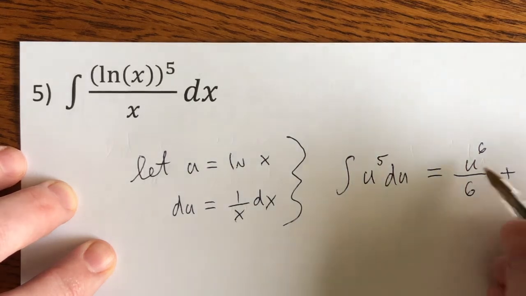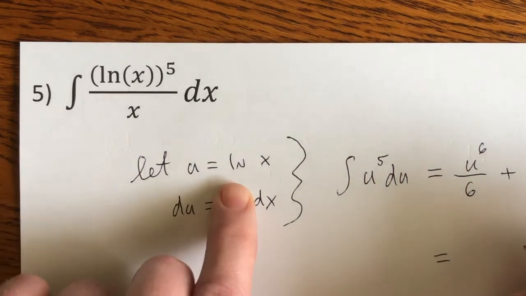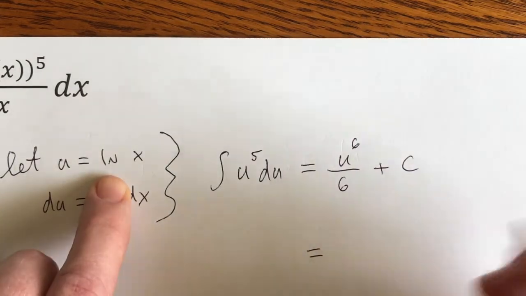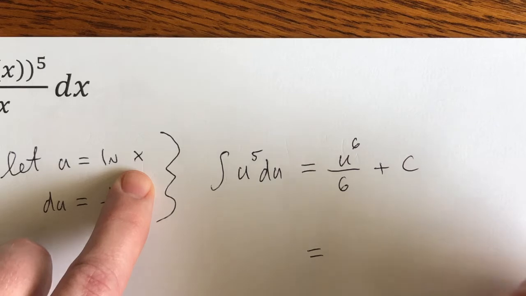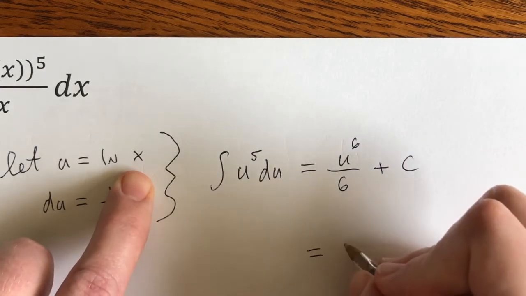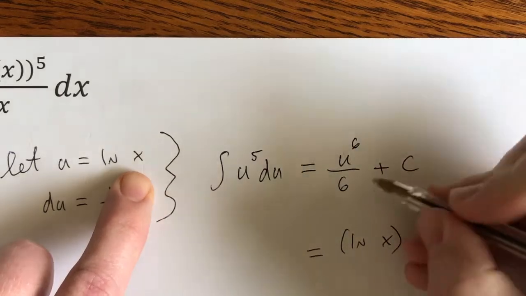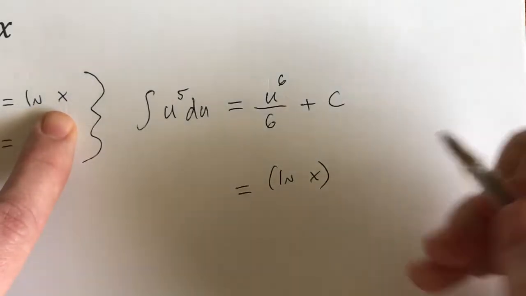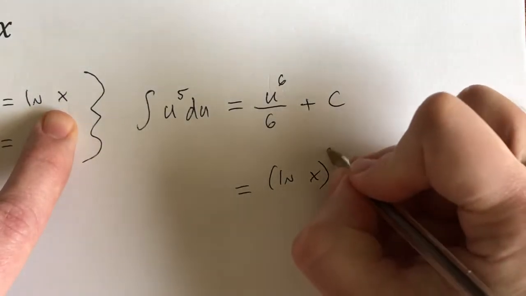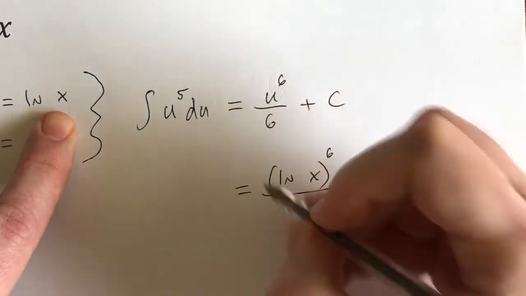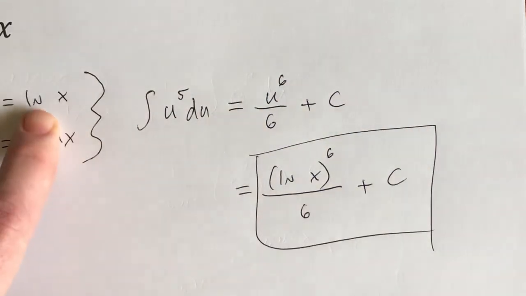Now, what's u really the same as? Well, excuse me, u is the same as the natural logarithm of x. So let's make the change. This u becomes the natural logarithm of x, all to the 6th power, all over 6 plus c. You can leave it just like this.